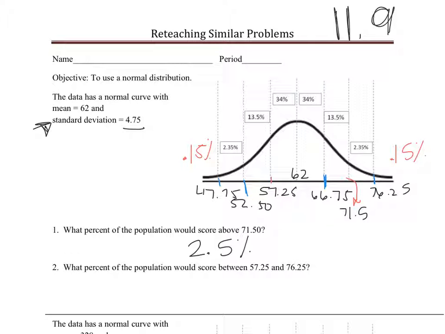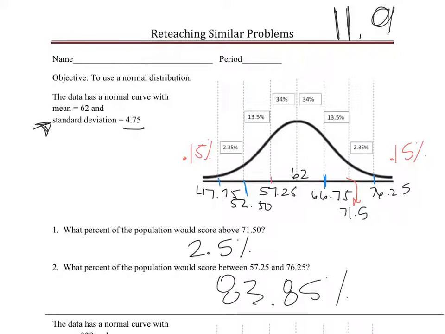What percent is in between 57.25, so right here, and 76.25, so right here. So now I have 1, 2, 3, 4 different sections. I have to add up the percentages for all 4 of these sections, because that's above 57.25 and below 76.25, and I add those up. I get 83.85.